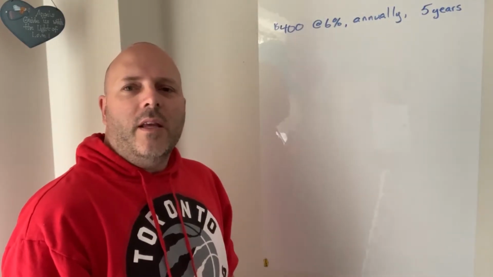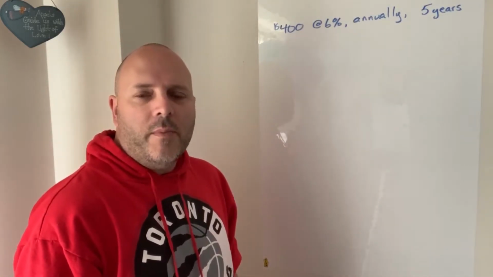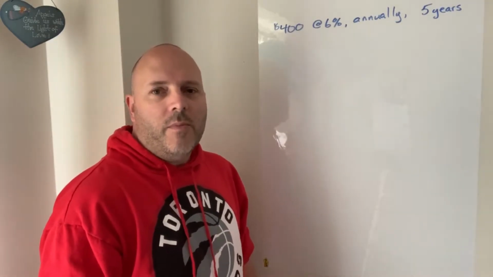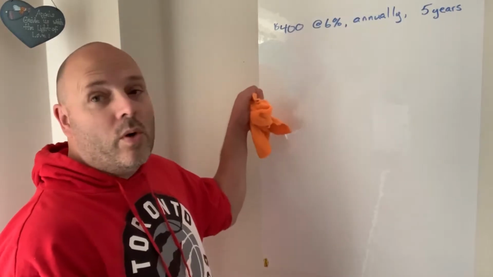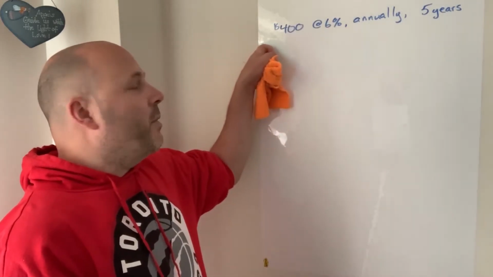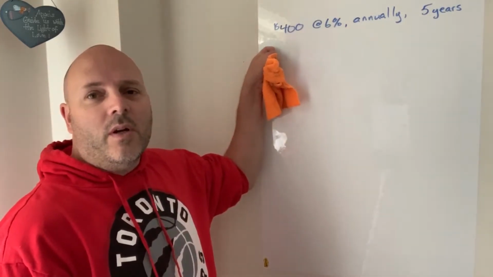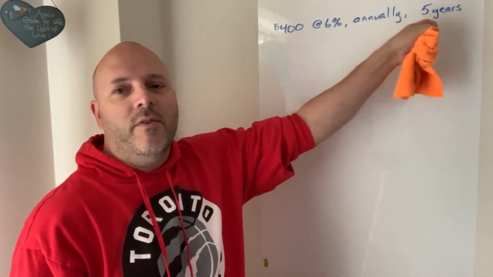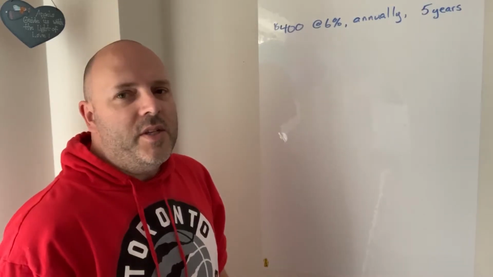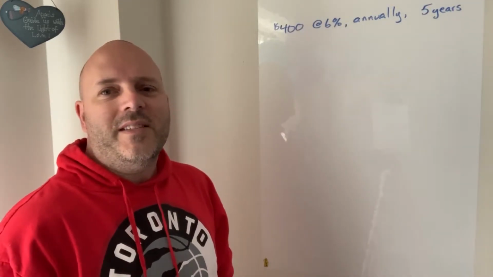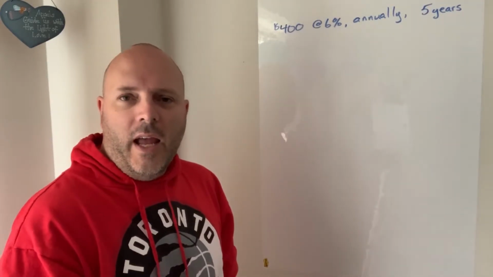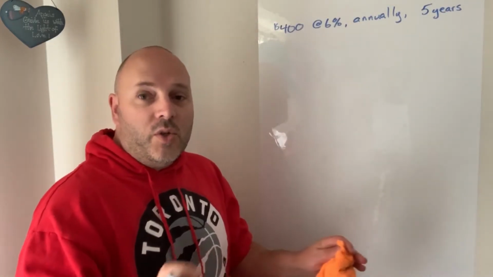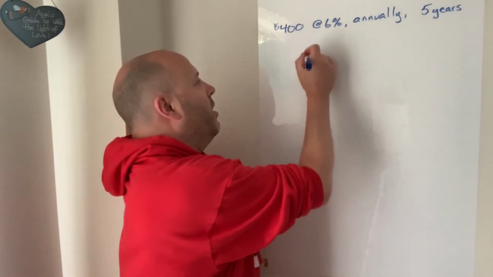Okay, so I'm looking at the practice worksheet for compound interest, section 8.2, and I'm just looking at the first couple of questions. I've written the important information for question number 1 on my whiteboard here. It's a $400 investment at 6% compounded annually for 5 years. This is the easiest one because everything is given to us as an annual interest rate compounded annually. So it's a really straightforward calculation.